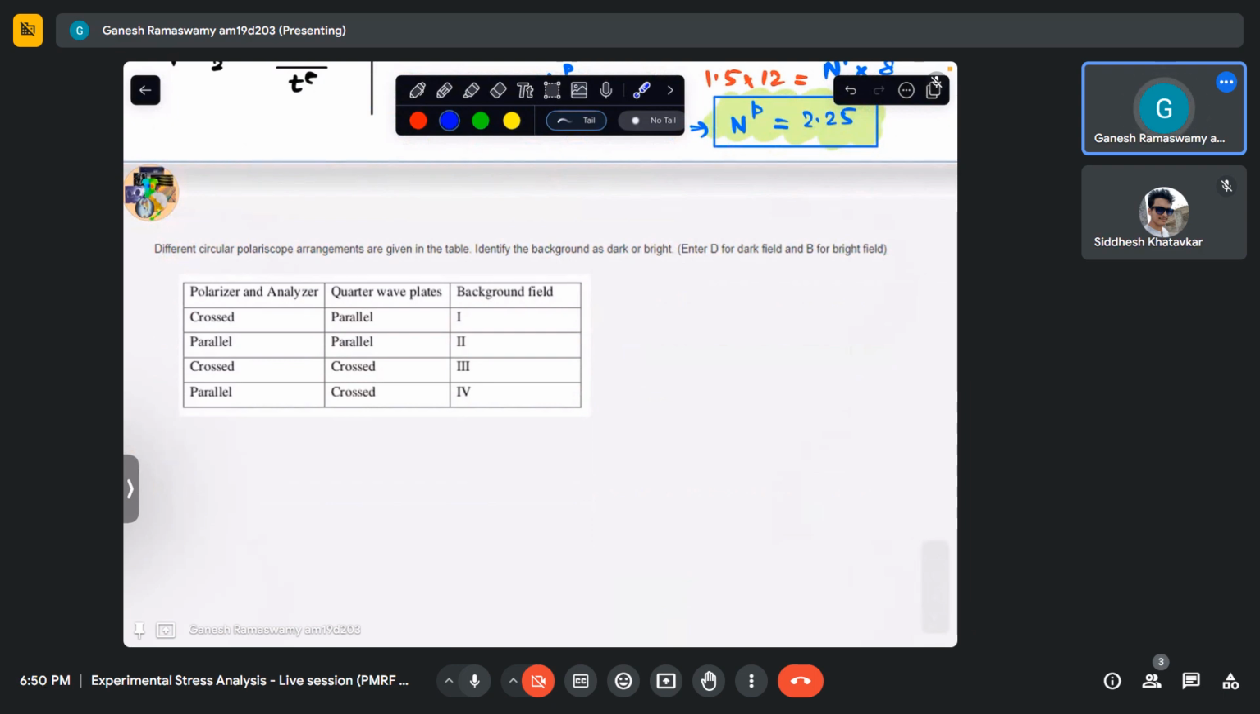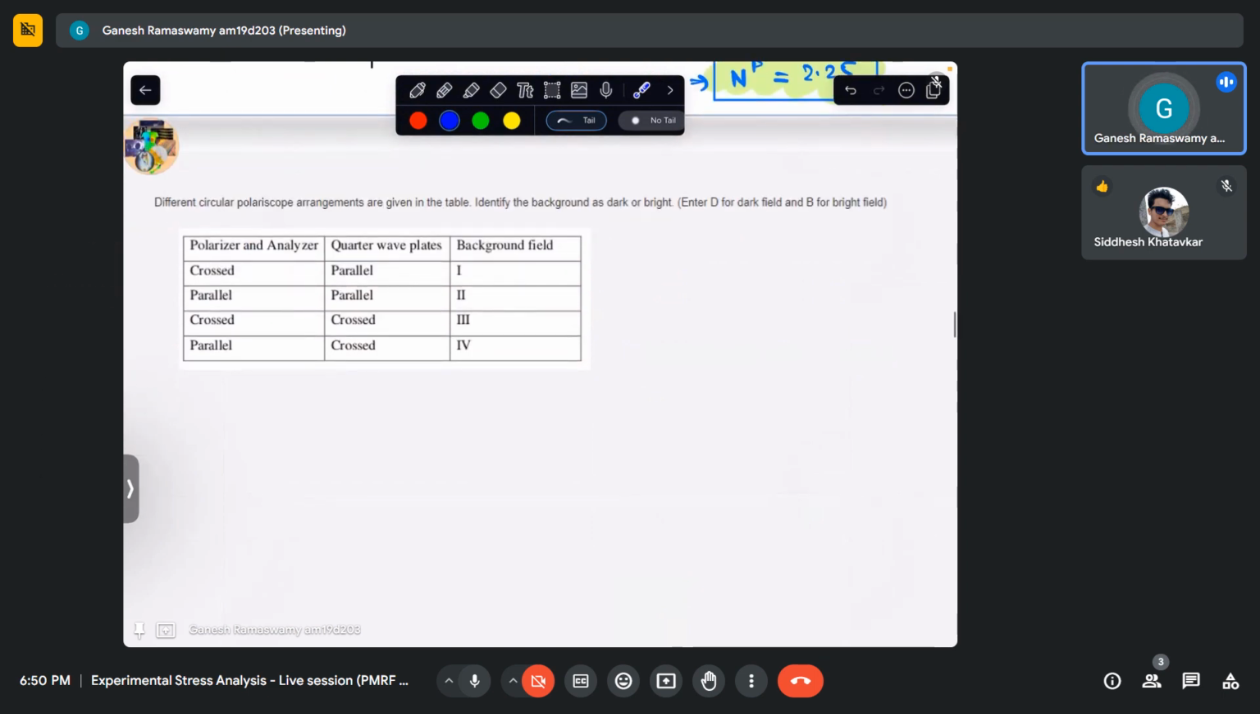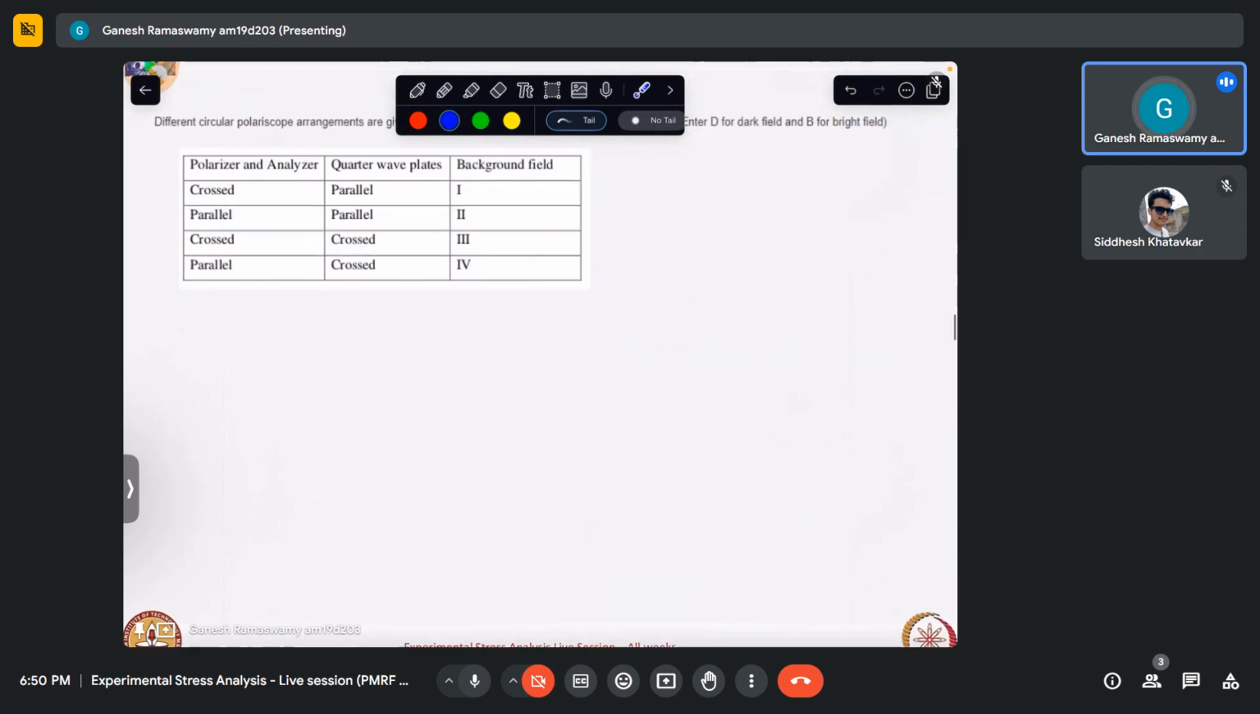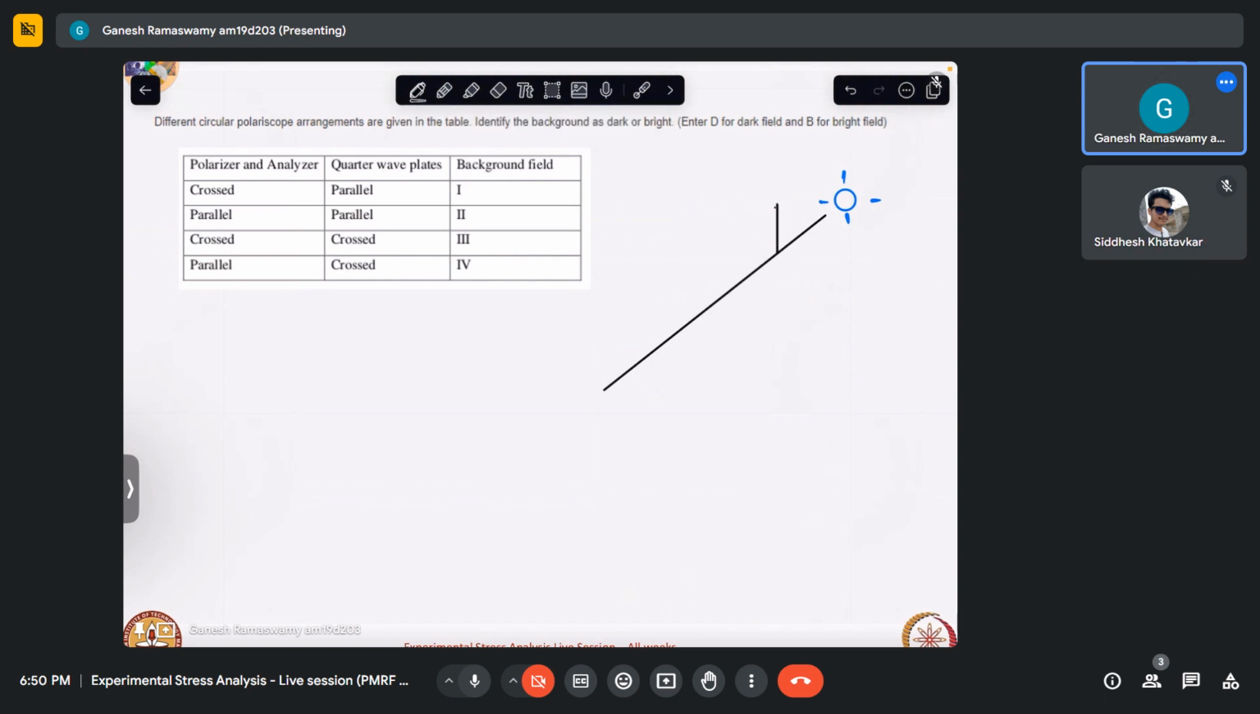Okay, so let us take a look at this question. Different circular polariscope arrangements are given in the table. Identify the background as dark and bright. So what we are saying here is we have a light source again, and then we have the light path like that. We have a polarizer, following which we have a quarter wave plate. Say this is at an angle theta.